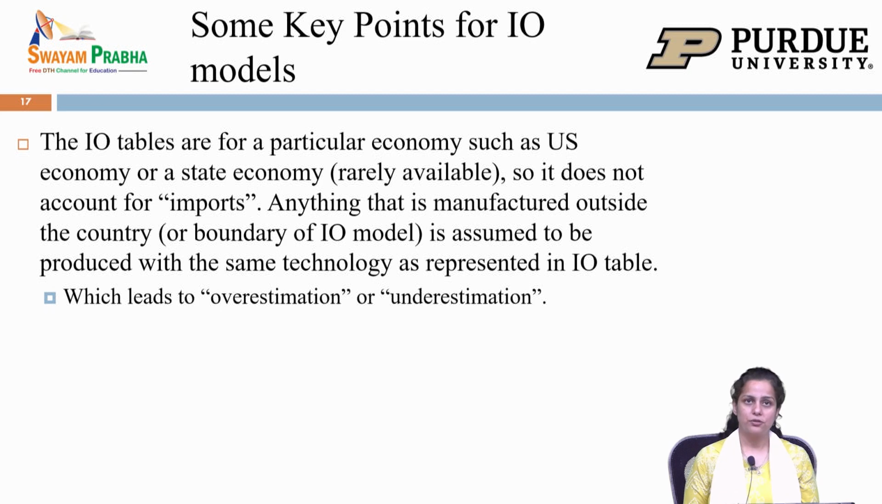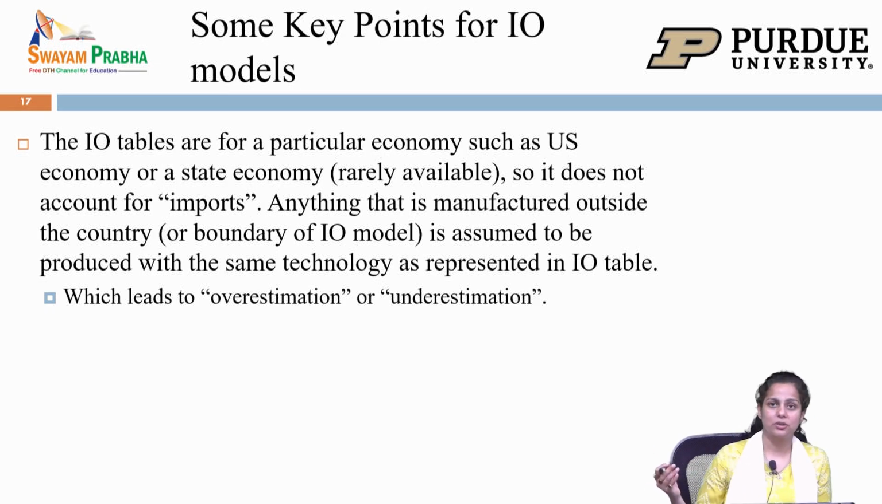Then the IO tables for a particular economy, such as the US economy or a state economy, do not include imports unless it is specifically mentioned. Most of the time the imports that are coming in are actually considered as being manufactured within the economy, but the actual manufacturing, for example, if you import a wind turbine, the wind turbine may be manufactured in another country and the economic system for that country would be different. So, if you treat the manufacturing of the turbine in your own economy, for which the IO model is available, your impact would be different. So, we can have overestimation or underestimation if we are including or excluding imports that are part of the life cycle that you are studying.